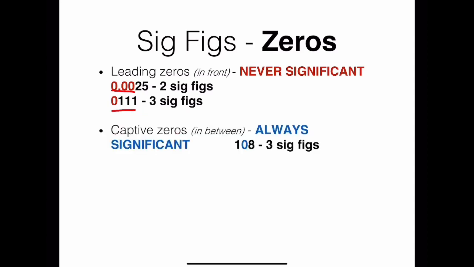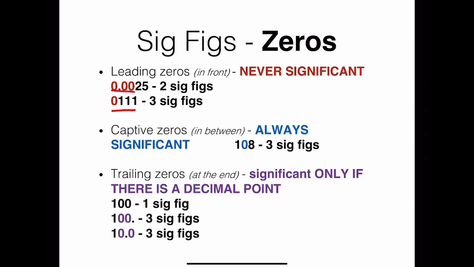The next class is captive zeros. So if you're captive, you're trapped. You're in the middle of 2 non-zero numbers. You're in between them. These are always significant. Since they are trapped between 2 significant figures, they themselves are significant. So the number 108 has 3 sig figs.